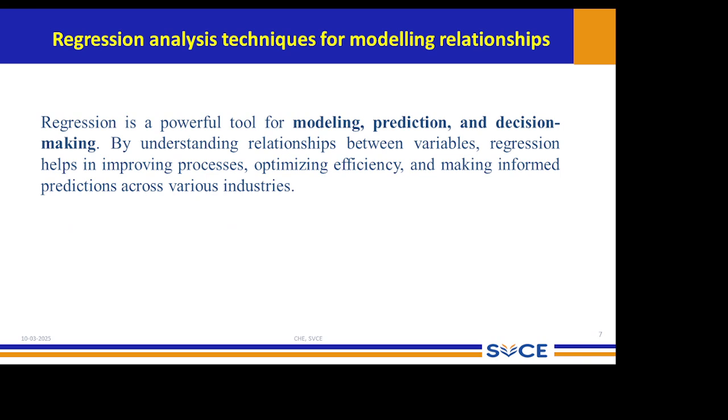Coming to the regression analysis techniques for modeling relationships. Regression is a powerful tool for modeling, prediction and decision making. By understanding the relationship between the variables, regression helps in improving the process, optimizing the efficiency and making informed predictions across various industries. So it is a powerful tool for modeling, prediction and decision making.